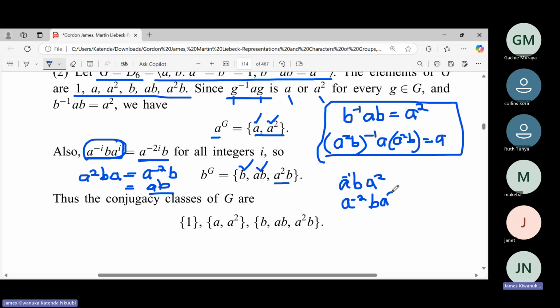Then you have A squared on this side. So what do we have? A inverse of A squared is just A, B A squared. So you can simplify this. I don't know what you will get. I suspect you get A squared B. What is B?